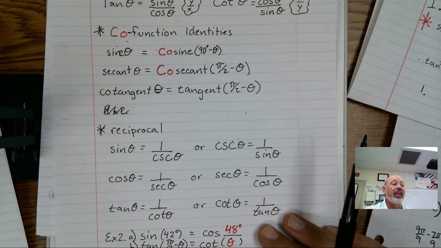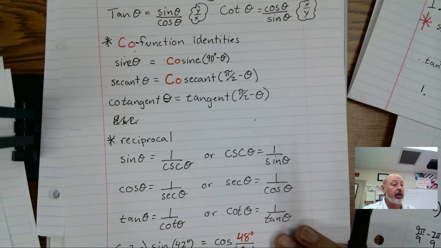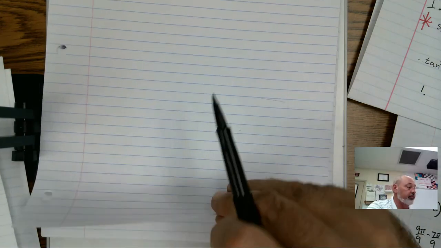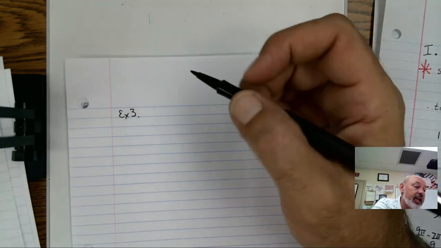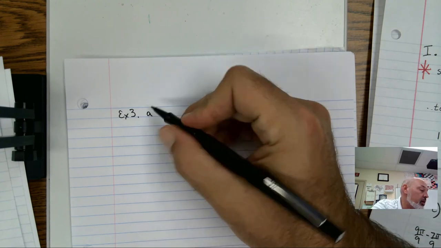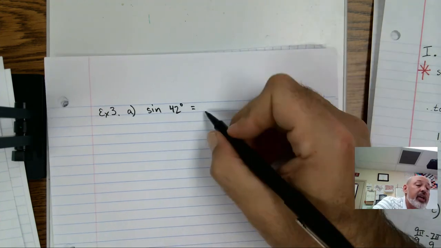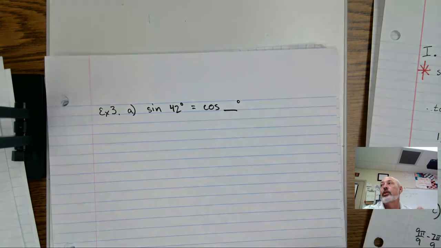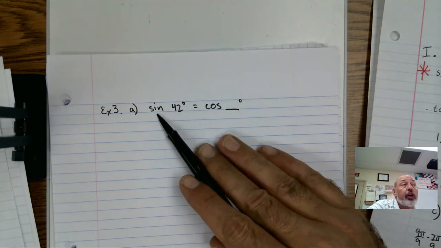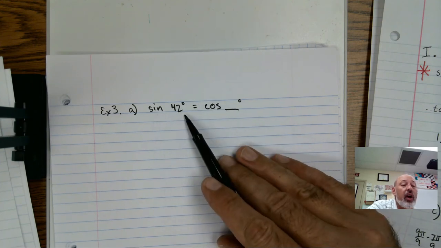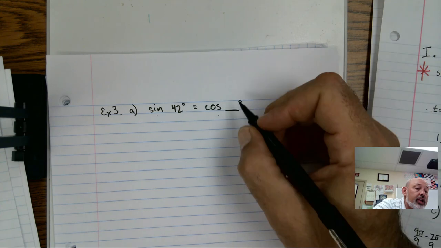Okay. Another way to think about these identities, and the last thing I'm going to cover here on part A, is example 3, and this will be the last example today, just using these co-function identities. So if I asked you, the sine of 42 degrees is equal to the cosine of what? Well, since sine and cosine are complements, what I'm really asking you is, what's the complement of 42? So your answer there would be 48 degrees.